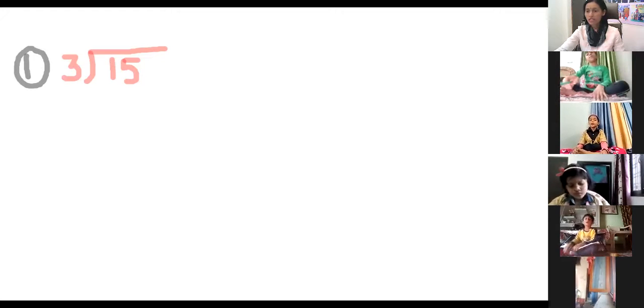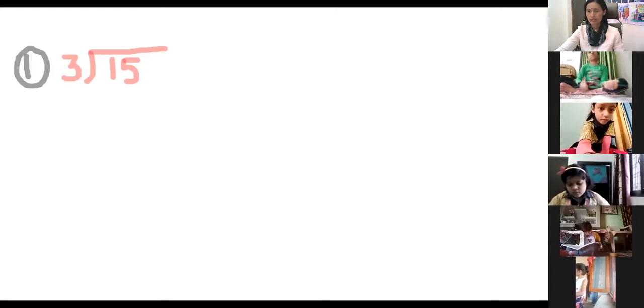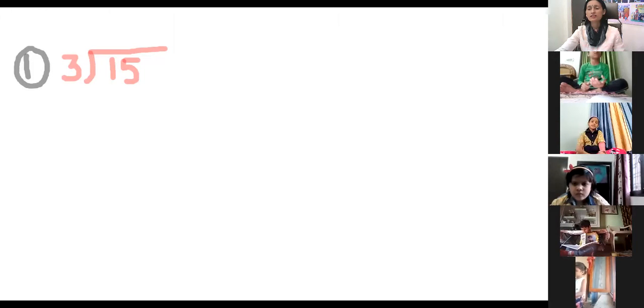Okay. Now Jagrati will read the table of 3 till 15. Okay, Jagrati, where 15 comes, you have to stop. Start. 3 1s are 3, 3 2s are 6, 3 3s are 9, 3 4s are 12, 3 5s are 15. The answer is 3 5s are 15.